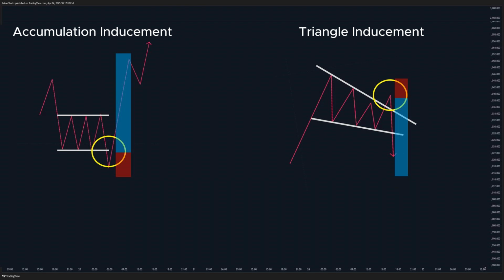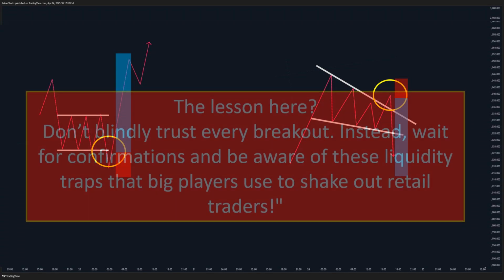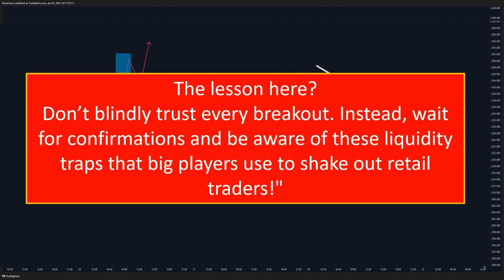What actually happened? This was a fake-out move designed to induce traders into buying at the worst possible time. Market makers pushed price above the triangle just enough to trigger buy orders, only to reverse sharply and take out their stop losses. The lesson here? Don't blindly trust every breakout. Instead, wait for confirmations and be aware of these liquidity traps that big players use to shake out retail traders.